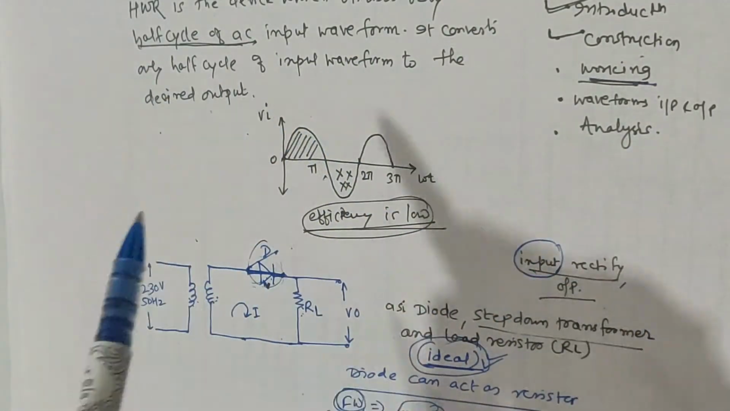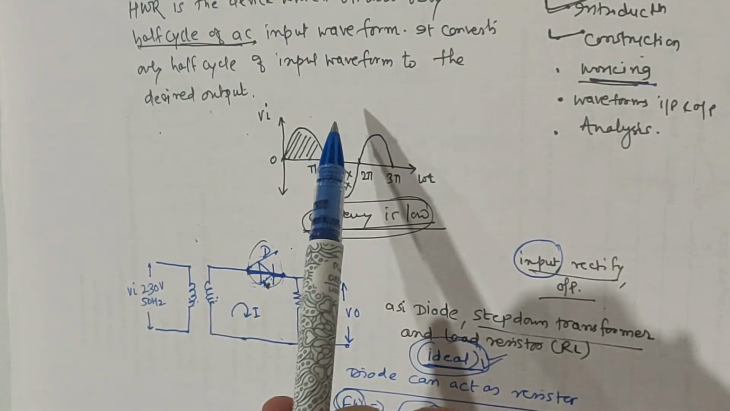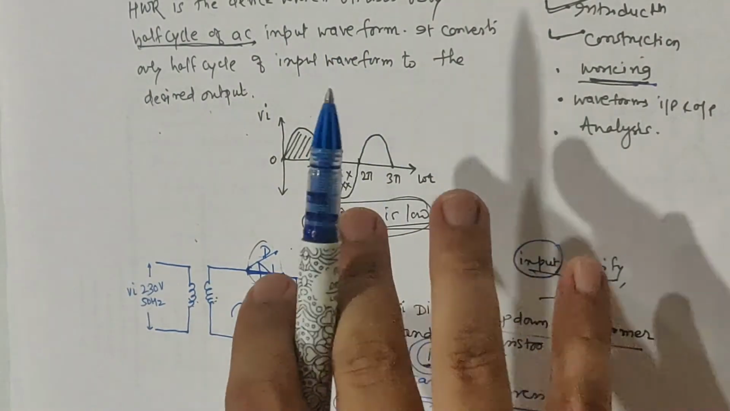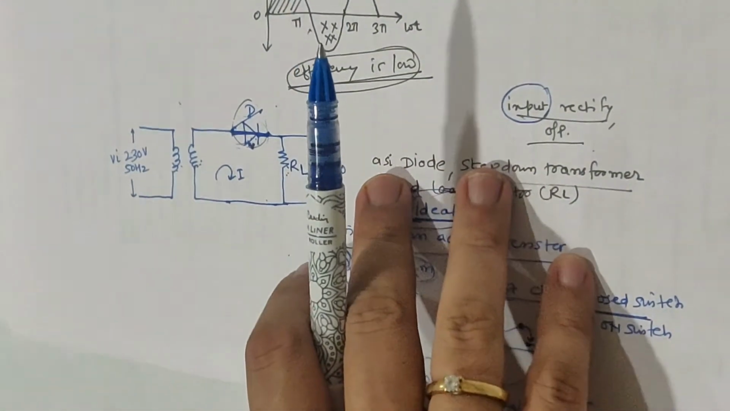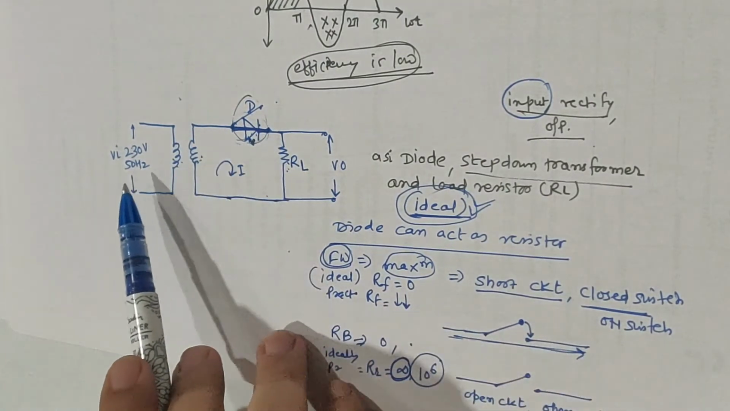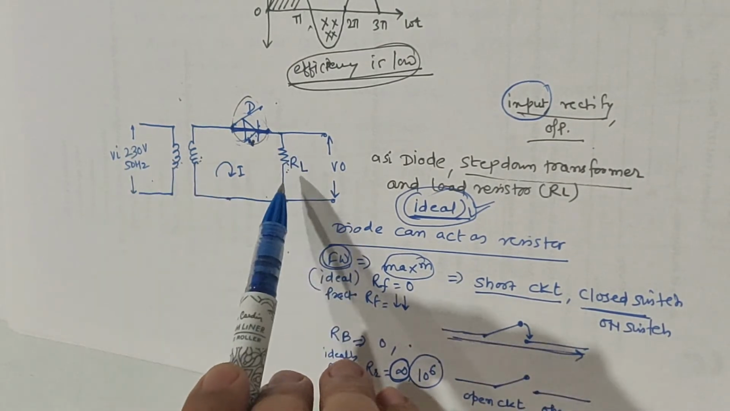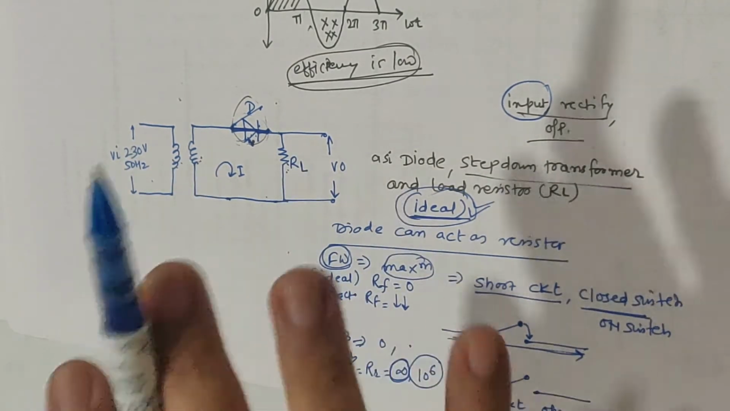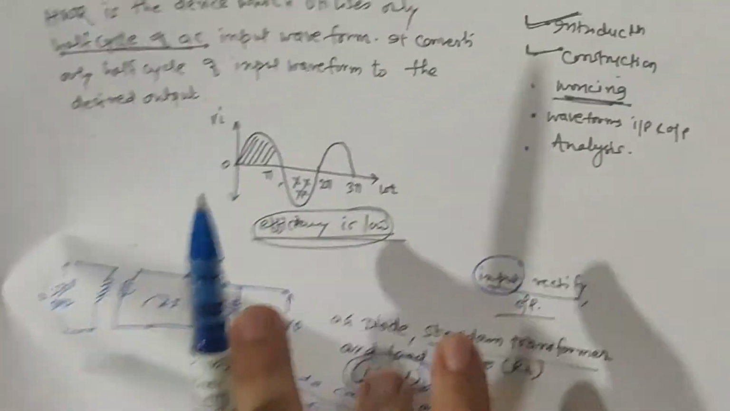That's why we say that only half cycle is being utilized, and that's why it is called a half wave rectifier, and therefore its efficiency is going to be low. It consists of a diode, a step down transformer, which provides me the AC power supply, and a load resistance RL, across which I will be taking the output. Then comes the working part that we have seen.